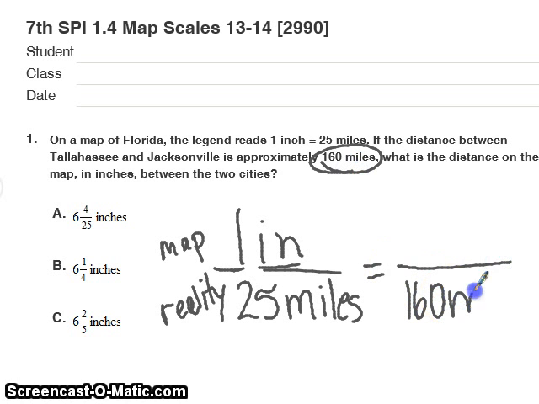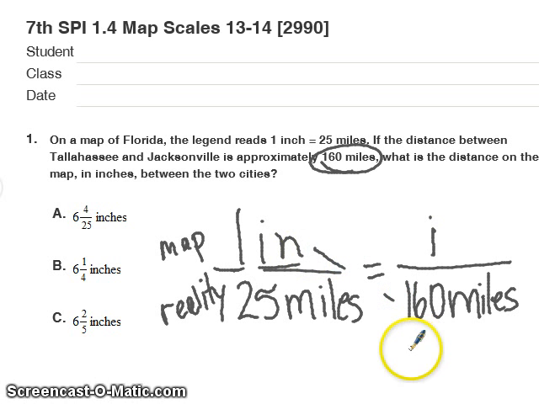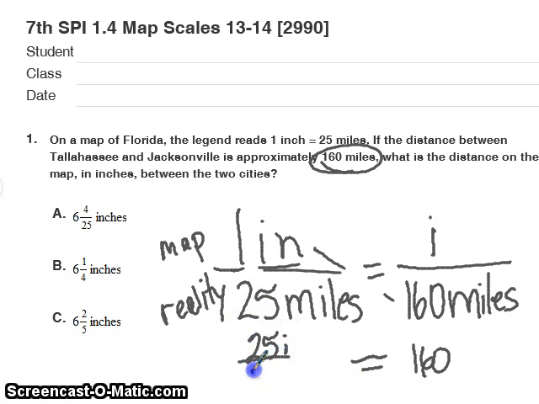And keep your ratio in the same order. If miles is on the bottom on the left side, then miles should be on the bottom on the right side as well. So our variable shall be I for inches on the map. Alright, so multiply 1 times 160, and you get 160. Multiply 25 times I, and you get 25I. Divide both sides by 25. So 160 divided by 25 says that it's 6.4.